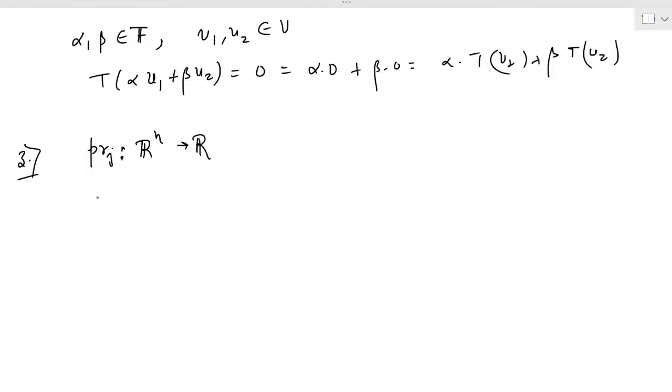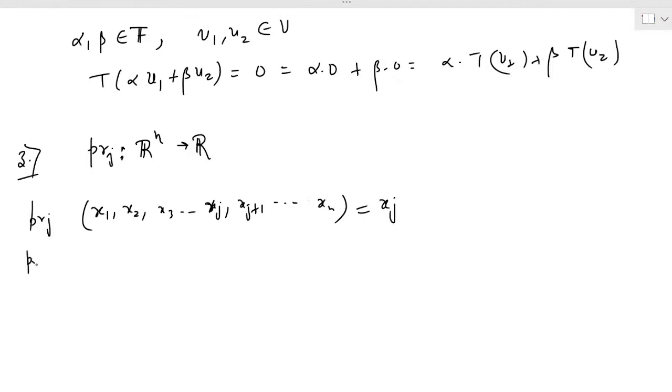Now what does projection j, where the subscript is j here, do? What is Rn? The elements in Rn would be x1, x2, x3, and so on, up to xj, then xj plus 1, up to xn. If I'm applying a projection here, it will give me the projection along the j axis. So this will return me xj.